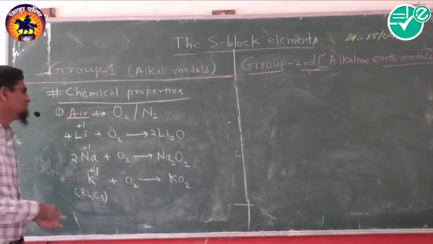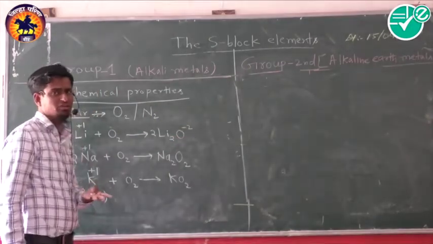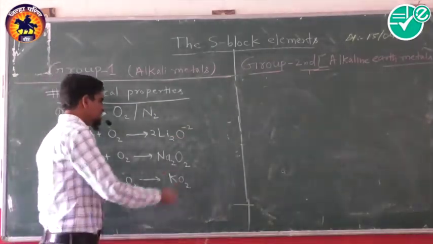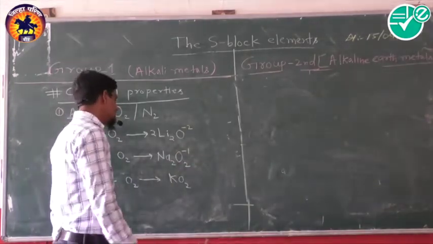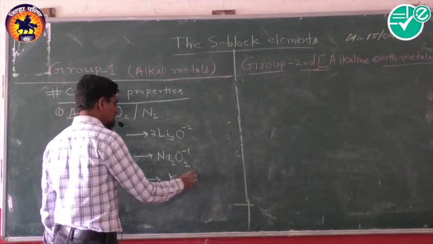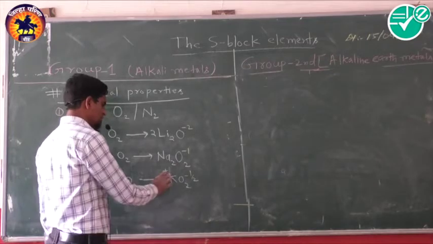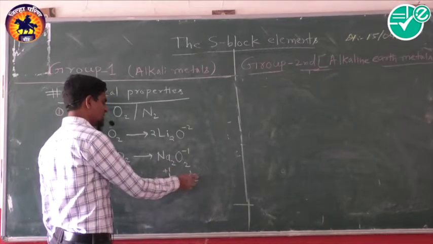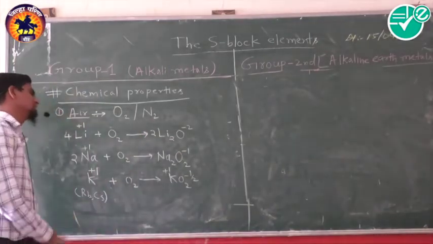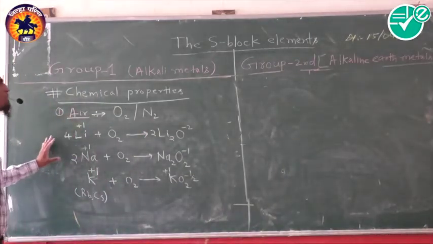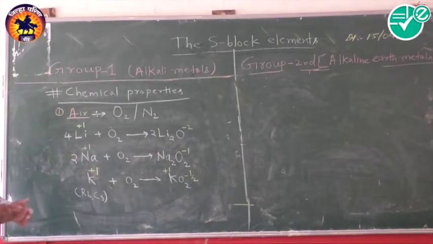It is always +1, but the charge on oxygen will change. It is -2 in case of oxide, as you studied in redox reactions. In case of peroxide, it is -1. But in case of superoxide, it is -1/2. It is +1, so for balancing this +1, -1/2 will become -1. A small mathematical calculation, you remember that. So this is the chemical reaction of alkali metals with oxygen.